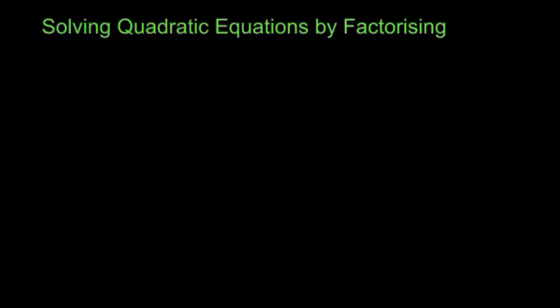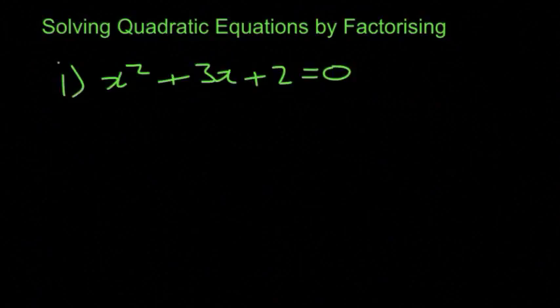What we're going to do is solve some quadratic equations by factorising. Let's get started with a fairly straightforward example, maybe a very simple one. We'll have, for example 1, x squared plus 3x plus 2 is equal to 0.